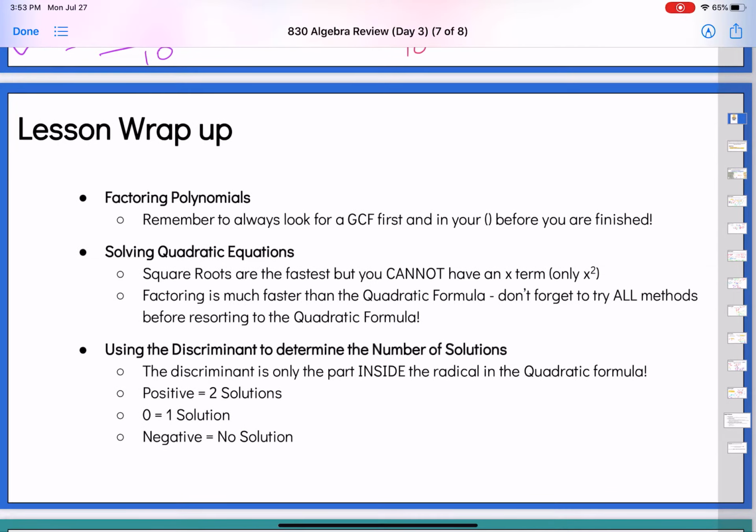So wrapping it up, factoring polynomials, remember to always look for GCF first. If you forget, look at your parentheses before you're done. Solving quadratic equations, square roots are the fastest, but you can't use them if you have a plain x term, and don't ever divide by x. Factoring is much faster than the quadratic formula. Don't forget to try all methods of factoring before resorting to the quadratic formula. That discriminant tells us how many solutions there are. It's just the part inside the radical. Positive is 2 solutions, 0 is 1 solution, negative is no solutions.